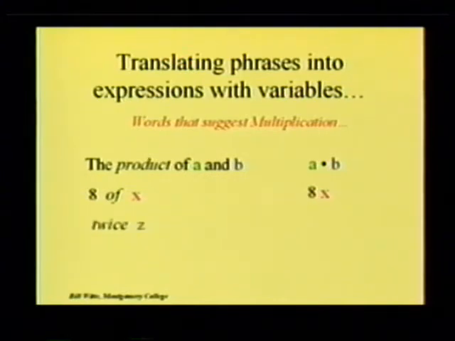Twice, well, that's a little bit more specific. Twice z, of course, is 2 times z. And of course, the word times makes it easy. Y times 3. You're just going to write multiplication, okay? Leaves us with one more obvious one to do, and that's division.